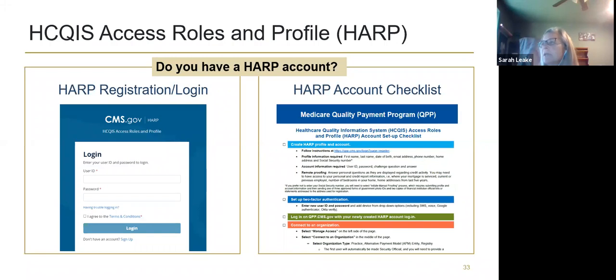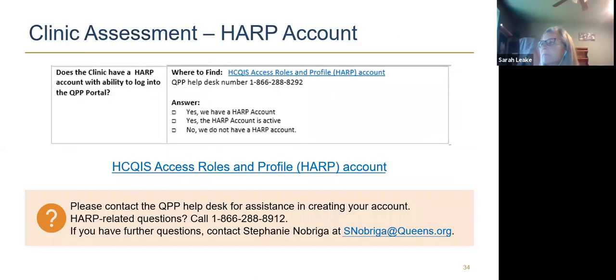It is necessary so that you can report the Promoting Interoperability measures, or if you have been identified to submit a hardship exception, you will go into this account also to submit for a hardship exception. Again, you will be provided this checklist, and then you should be able to register and log in. On your clinic assessment, it does ask if you do have a HARP account, and it gives you a link where you can start. If not, there is the link. Hopefully the process and the steps are clear to follow.